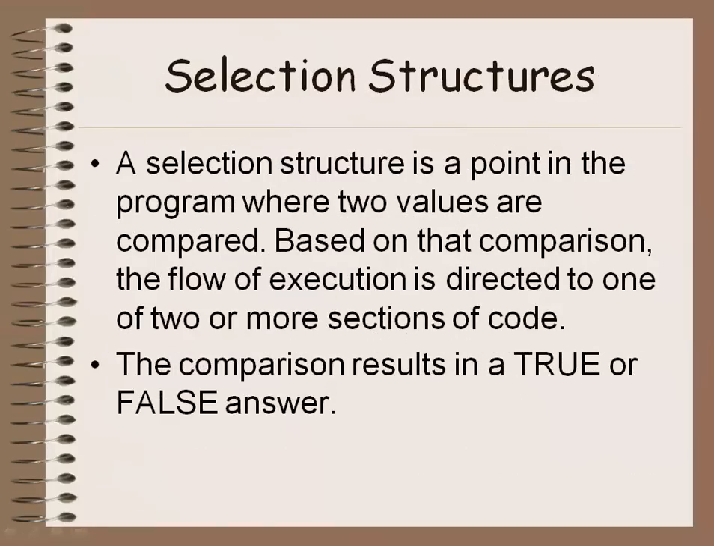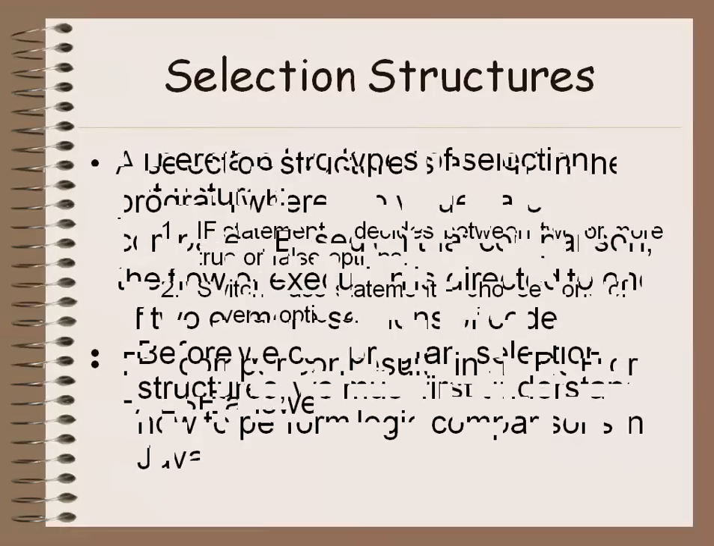So selection structures. A selection structure is a point in the program where we compare two values. And based on that comparison, the flow is executed one way or another way. The comparison we make is always going to give us a Boolean result. It's always going to either be true or false.